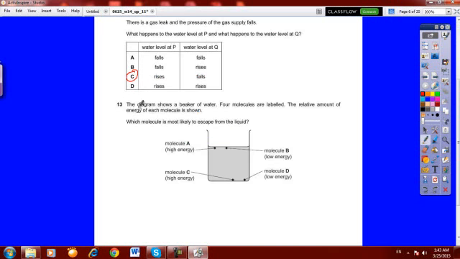13. The diagram shows a beaker of water. 4 molecules are labeled. The relative amount of energy of each molecule is shown. Which molecule is most likely to escape from the liquid? To escape, it should be at the surface with the highest energy. So it's A or B, and we choose A because it has higher energy.